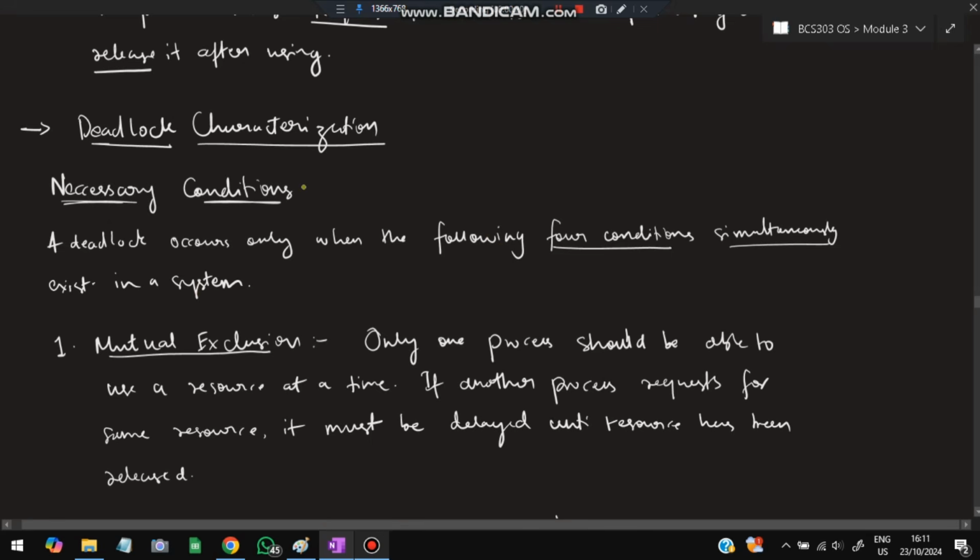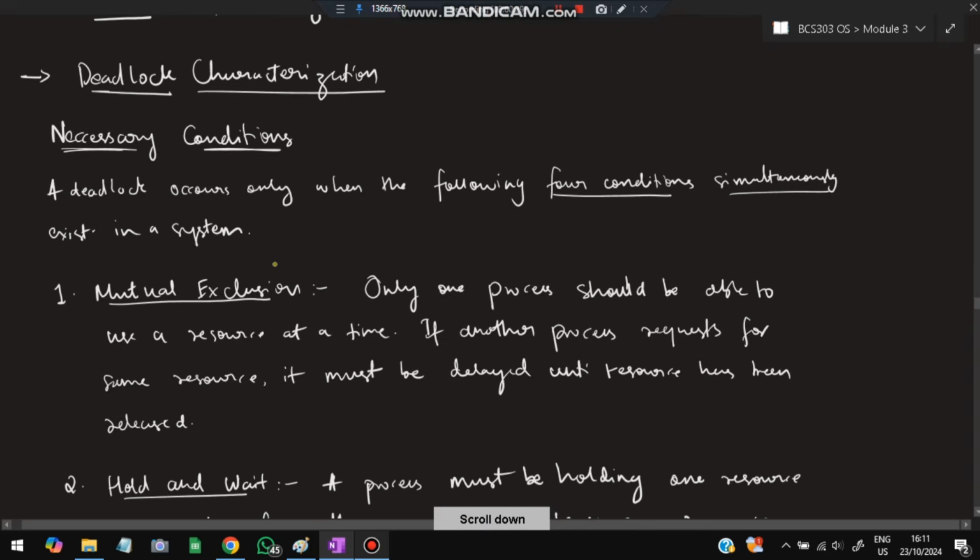Okay, necessary conditions. So there are four conditions. If all of these four are there, meaning none of them should be missing, okay, all four should be there, then only deadlock will happen. Okay. So what are those necessary conditions?